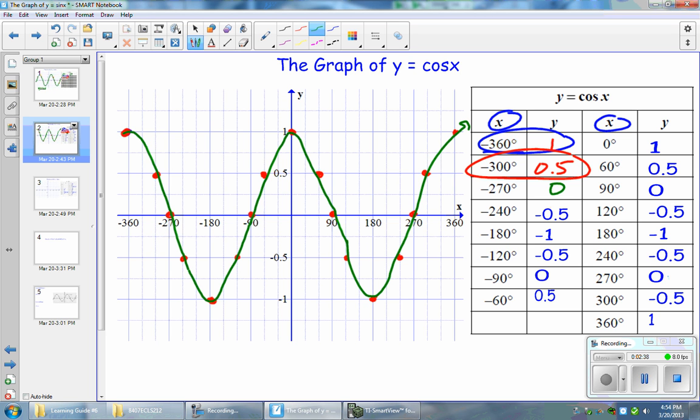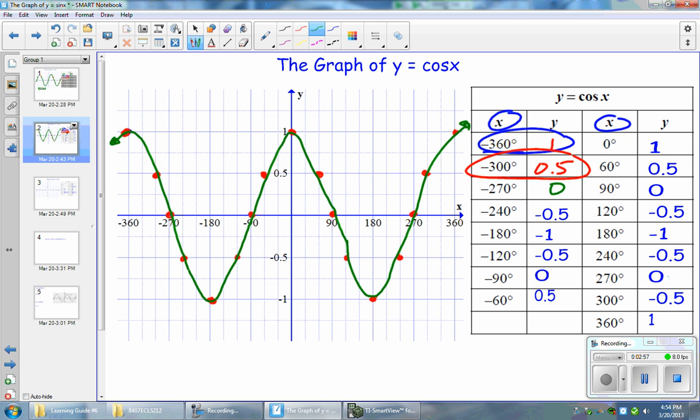Then you're going to come up, and there is the graph of your cosine function. I'm going to leave it with arrows on the ends here because it is a continuous graph. It still keeps going. I'm just showing you from negative 360 to positive 360. So there is my cosine graph, and it is a wave.